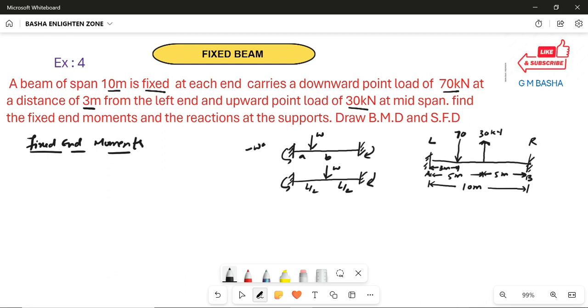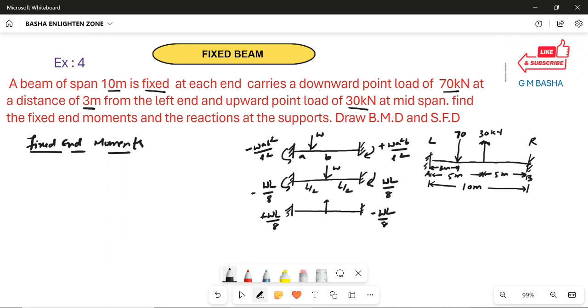Here you will get minus W a b square by L square, because of anticlockwise you will get negative. Here minus WL by 8. Here plus WL by 8. Here plus W a square b by L square. If the load is acting downwards and it is anticlockwise, you will get minus WL by 8. But in our case, an upward load is acting. So whenever an upward load is acting, due to this upward load you will get here plus WL by 8, here minus WL by 8.